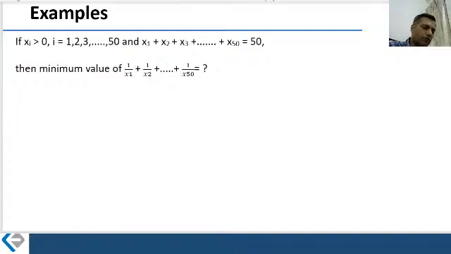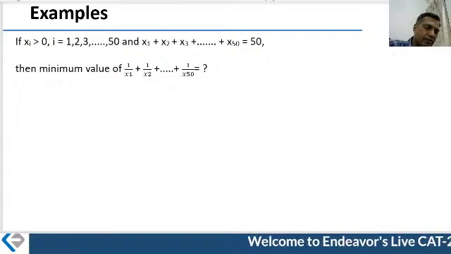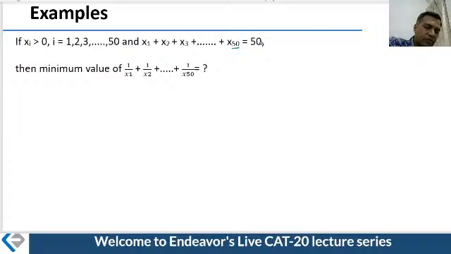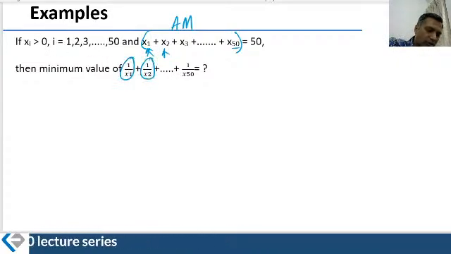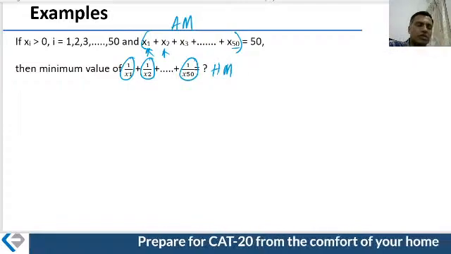Okay, fine. It's given that x1 plus x2 up to x50 is equal to 50. What is this? This is a sum, so there is an arithmetic mean. If the terms are x1, x2, these are the terms. What did I write? The reciprocals, 1 by x1, 1 by x2. Then this is the harmonic mean. So it becomes a concept of harmonic mean.